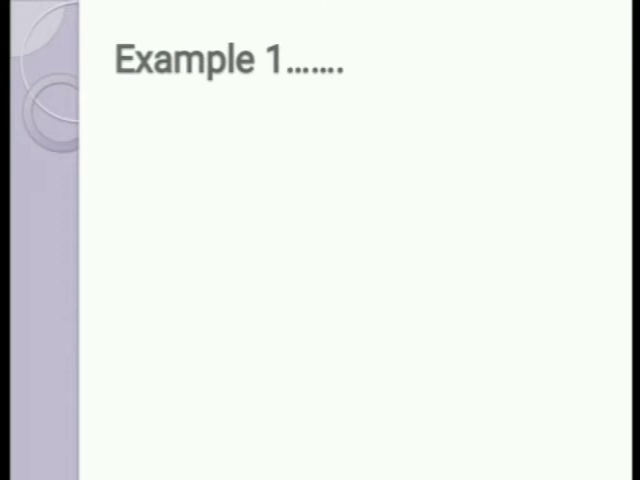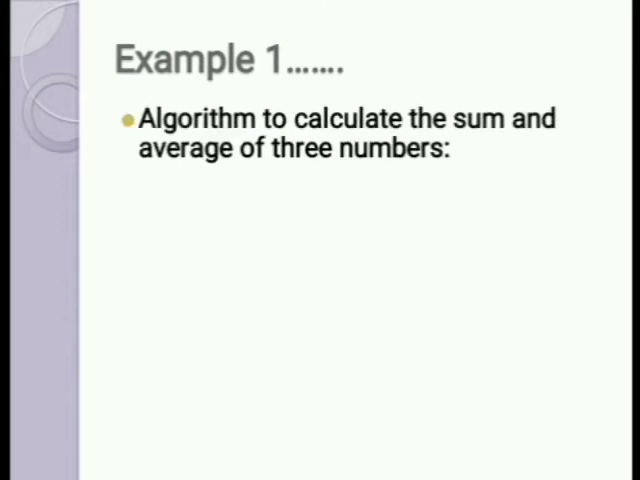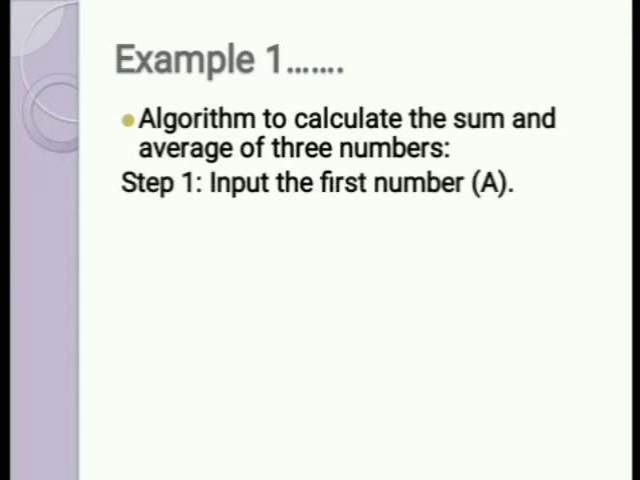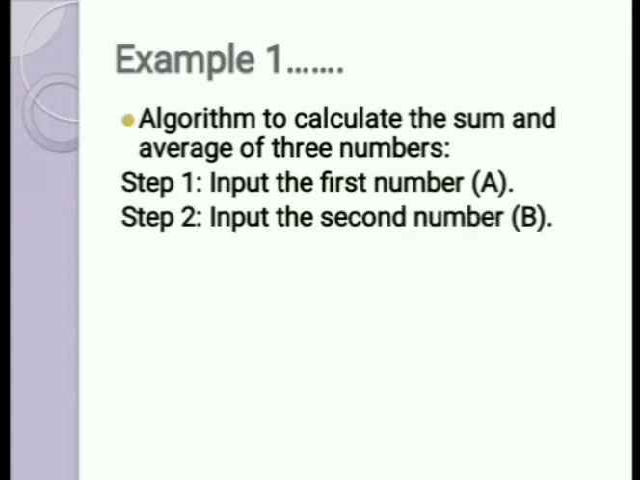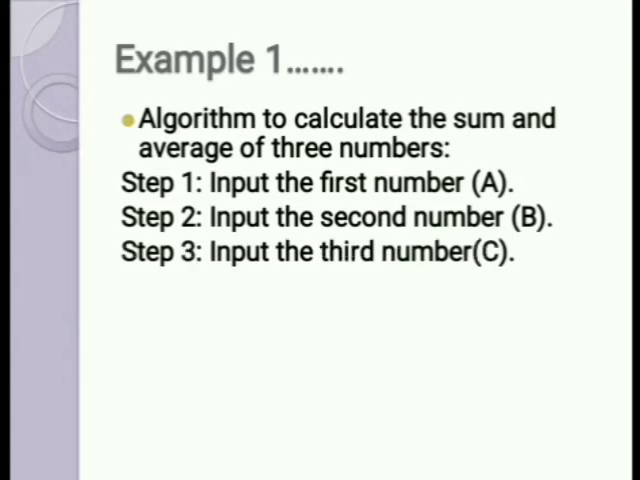Let us see an example. Here is an algorithm to calculate the sum and average of three numbers. Step 1 is input the first number, which is stored in A. A is a variable. Then the next is input the second number B, because there are three numbers, A, B. Of course, step 3 will be input the third number, say C.